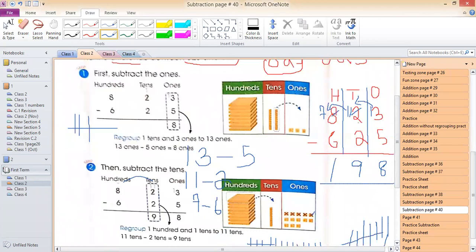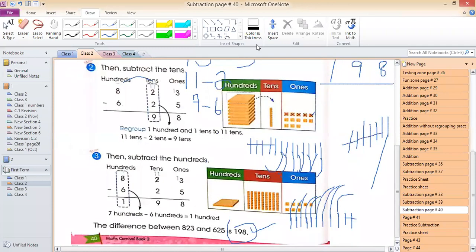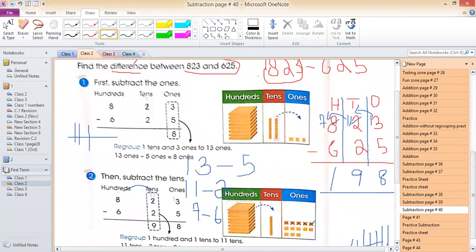It was 2, but it is now 1. 1 minus 2, you cannot find out because 1 is smaller than 2. So this will go to the hundreds and ask for 1. Out of 800, when you take 100, it is now 700, and the tens become 11. 11 minus 2 is equal to 9. And 7 minus 6 is equal to 1. All clear, guys, now? Yes, sir. Very good.